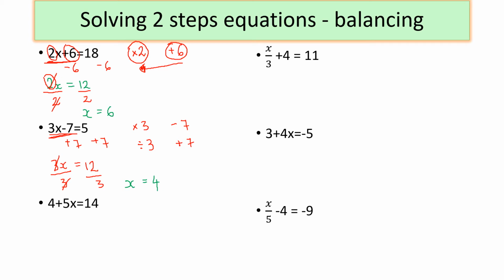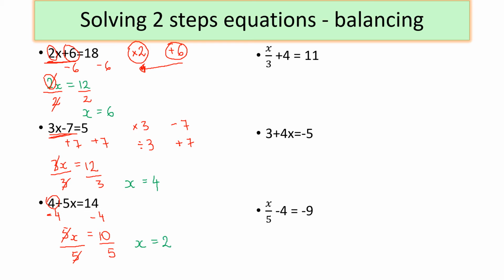Now in the next example, the order is slightly different, but we need to get rid of the 4 first. So we take away 4 from both sides. So I have 5x equal to 10. Then we need to divide both sides by 5 to get rid of the 5 in front of x. The 5's cancel, and I've got 10 divided by 5, which is 2. So the answer is x is equal to 2.